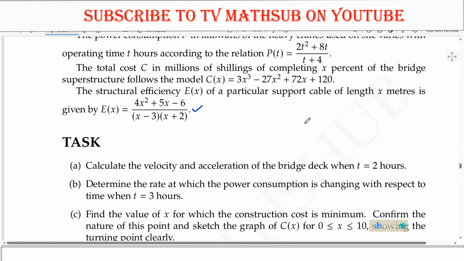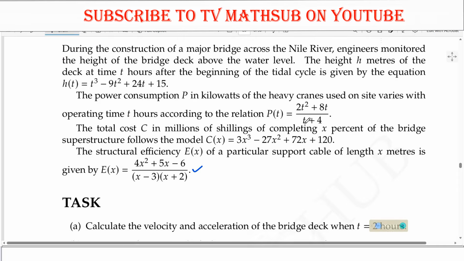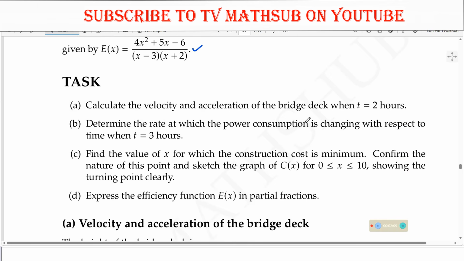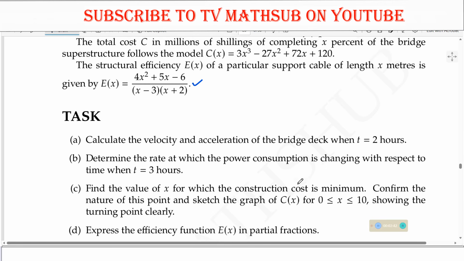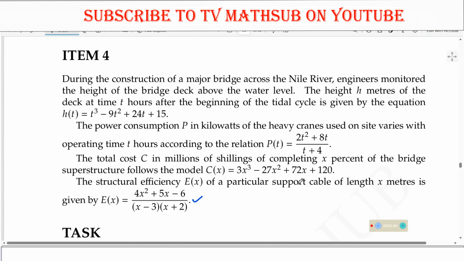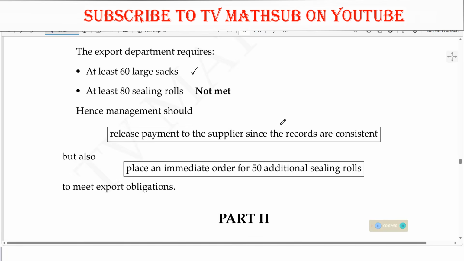The structural efficiency E of X of a particular support cable of length X meters is given by this. What is the task? We are told to calculate the velocity and acceleration of the bridge deck when t is equal to 2 hours. B, determine the rate at which the power consumption is changing with respect to time when t is equal to 3 hours. And C, find the value of X for which the construction cost is minimum. Confirm the nature of this point and sketch the graph of C of X for 0 less or equal to X less or equal to 10, showing the turning point clearly. And lastly, you need to express the efficiency function E of X in partial fractions. So that is our item number 4. We shall look at the solution.